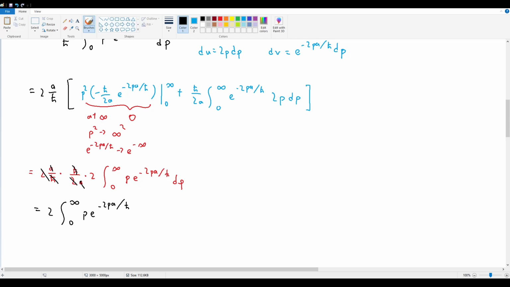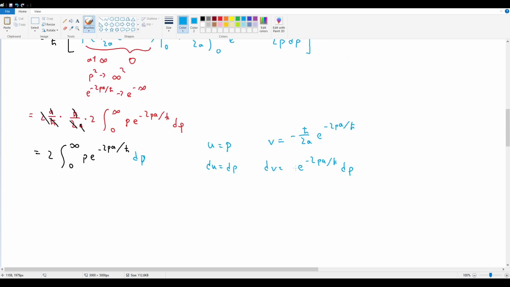Okay, now for the same reason, I'm going to once again use u sub. U is going to equal p, du is going to equal dp, dv is going to equal e to the negative 2pa over h bar dp. I forgot to close the integral with the dp here. In which case v is equal to negative h bar over 2a e to the negative 2pa divided by h bar.